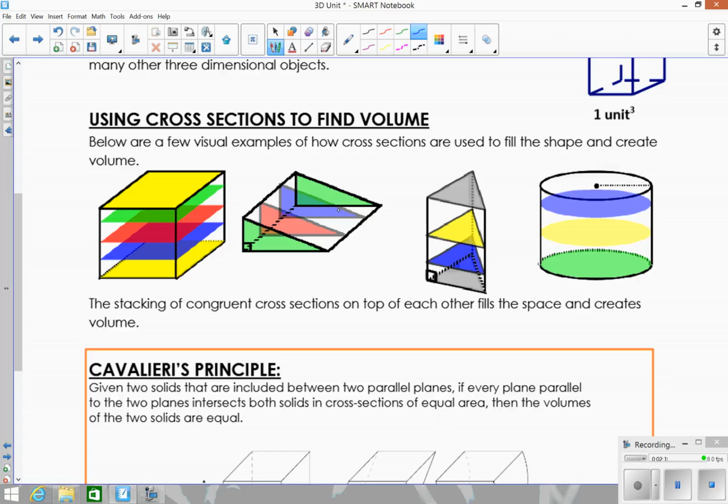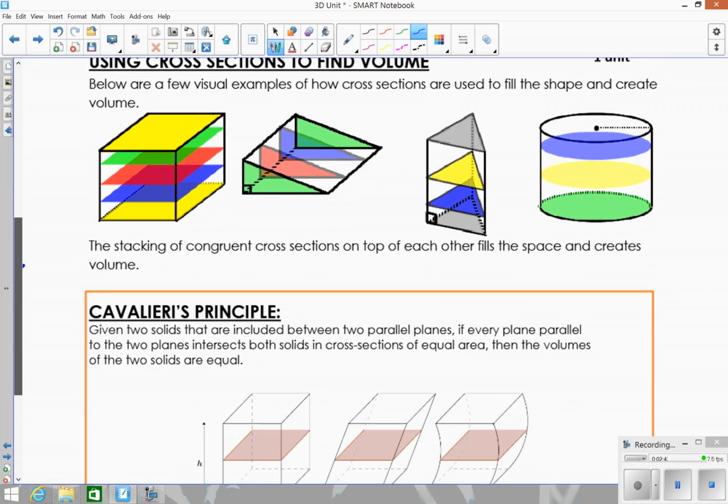If you look at the cross sections, they're parallel to the bases. So if you kept doing an infinite amount of cross sections here and added them up, that would be the volume of your prism. Same with the cylinder. Take cross sections that are parallel to the two circular bases and add together the areas of the cross sections, and that would give you the volume. So that's kind of called the stacking idea. You're using cross sections, finding the areas, and then adding them up.